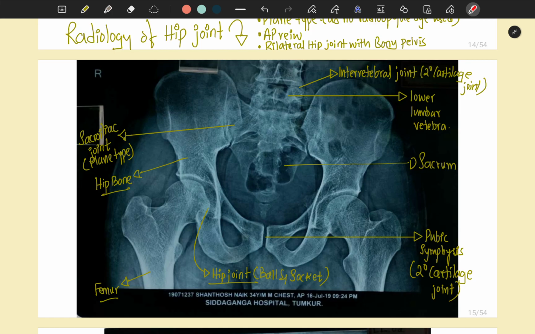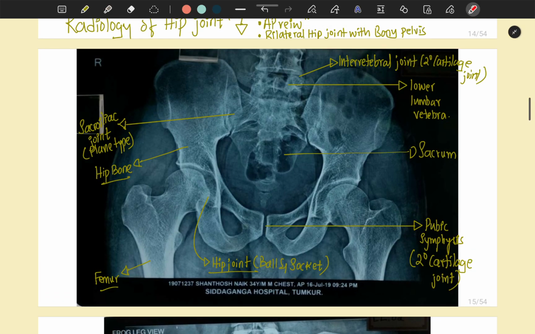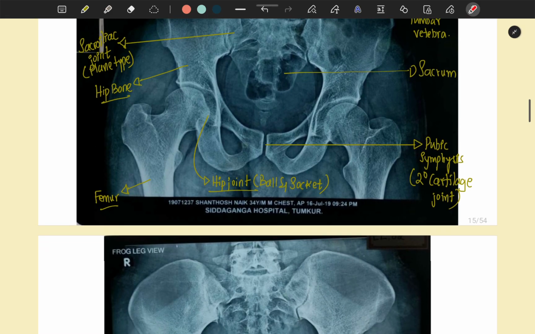The next line is Nelaton's line. This is the line if we join the anterior superior iliac spine and the ischial tuberosity. This line is called Nelaton's line. The highest point of the greater trochanter will lie on this line. If the greater trochanter is above or below it, it indicates dislocation of the hip joint. Okay, this is about the hip bone X-ray.